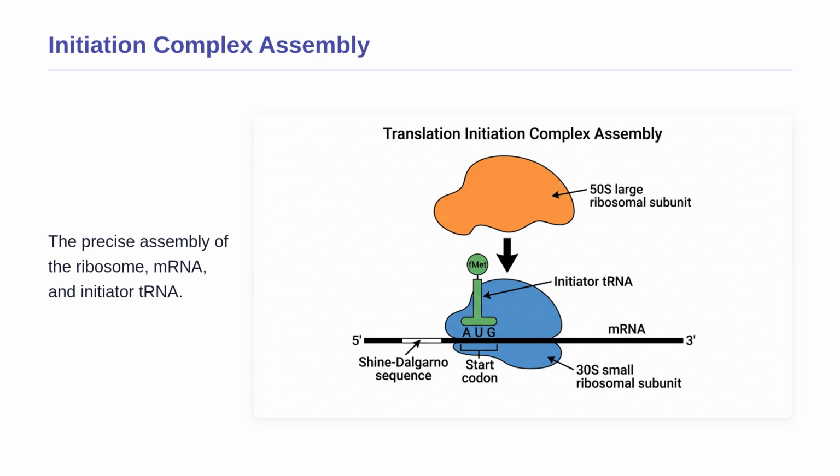Right in the middle, the initiator transfer RNA is perfectly aligned with the AUG start codon, carrying the very first amino acid. Finally, look at the large 50S ribosomal subunit coming down from the top. The arrow indicates the final step of assembly, where this large subunit clamps down, creating a fully functional, intact ribosome. This diagram beautifully illustrates how the cell ensures the reading frame is perfectly set before spending any energy on elongation.